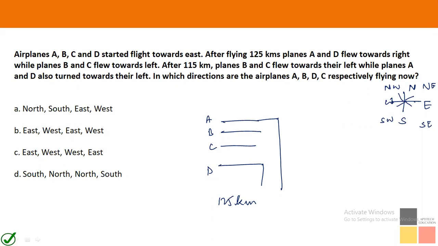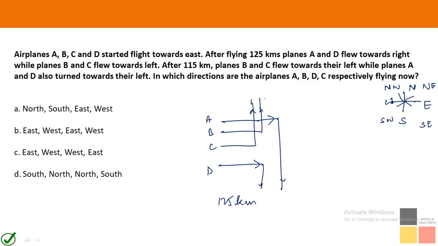This is where A and D start traveling. Now, A and D have gone towards right. We don't know for how long they're flying. Let them fly. Let's just leave this unattended. And B and C flew towards left. Going towards left means that they're going to go upwards. This is where B and C are going.